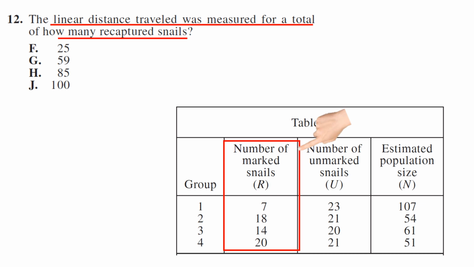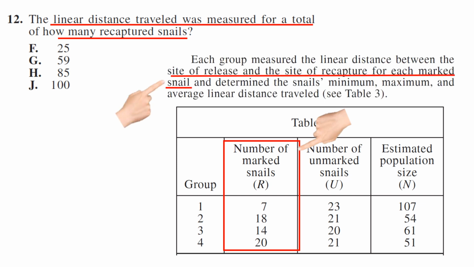Number 12, the linear distance traveled was measured for how many of the recaptured snails? So this is the number of marked snails. The numbers are recaptured, and they measured how far each of the marked snails traveled. So we have to add these numbers. So 7 plus 18 plus 14 plus 20 is 59. ACT does not let you use a calculator on the science, so you have to do some basic math. It's a pretty big difference between 59 and 85 and 25. So you don't even have to be really close to your math. You can get a good estimate.